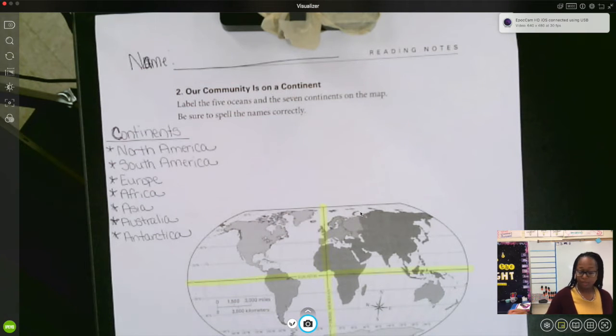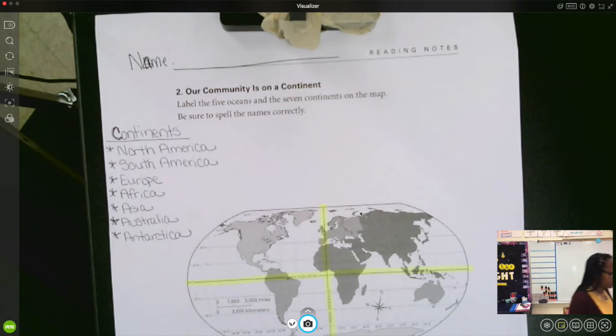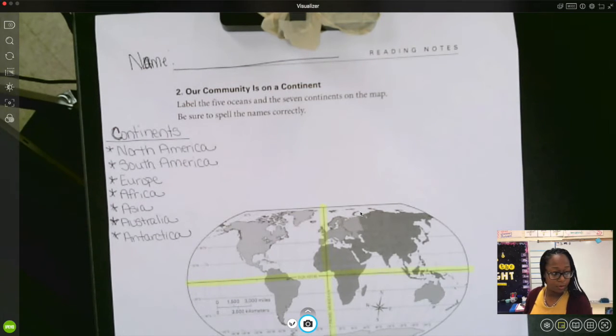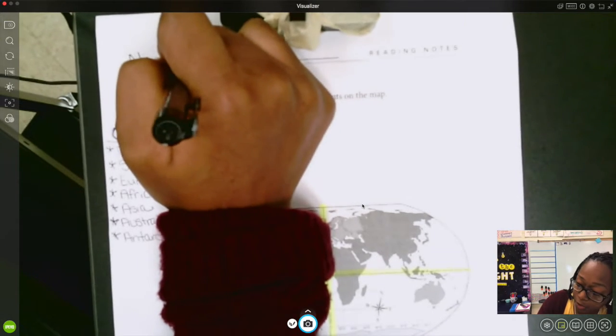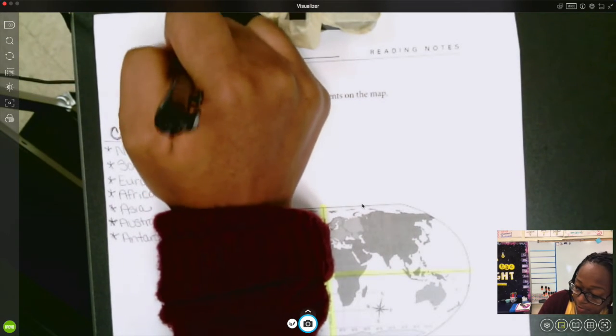As you can see at the top of the paper, let's write our name. Remember, name writing is very important as we get started, to remind ourselves to put our name on the paper.